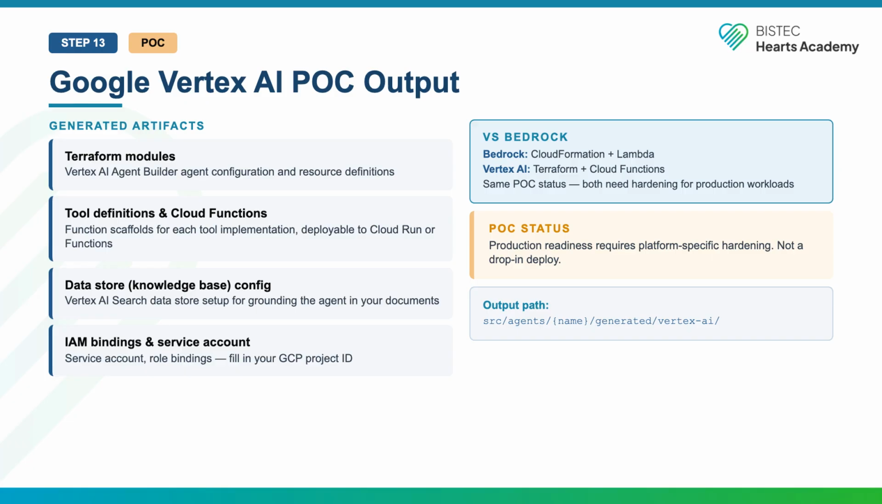The comparison to Bedrock is straightforward. Bedrock uses CloudFormation and Lambda, while Vertex AI uses Terraform and Cloud Functions. Different infrastructure stacks, the same conceptual structure, and the same POC status. Both require the same kind of platform-specific hardening before production. Output lands in the agent's Vertex AI generated folder.